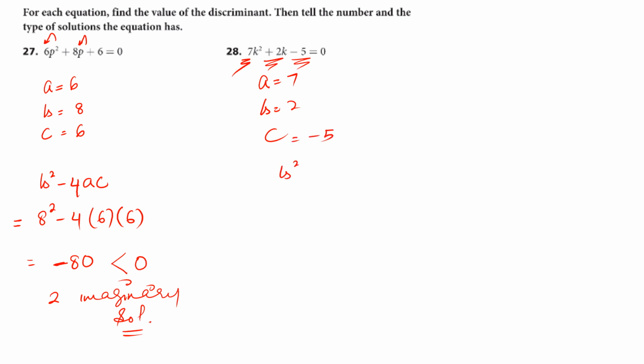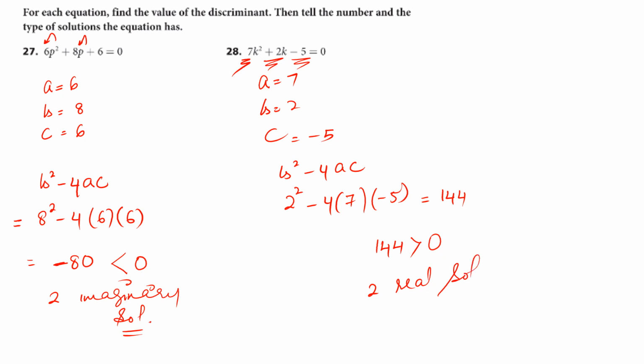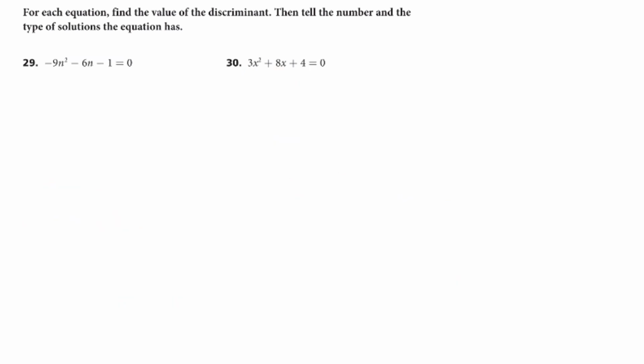Now write the formula of the discriminant, b square minus 4ac. B is 2 square minus 4, A is 7 and C is negative 5. Write in the calculator 2 square minus 4 times 7 times negative 5, and you will get 144. You know that 144 is a positive number, greater than 0. That means you have two real solutions. Let's try to do more questions.